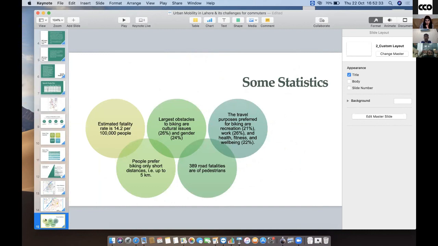As I said, 14.2 persons per 100,000 people is the fatality rate, which is almost double that of the developed world. So we need to incorporate how we are going to best optimize these fatality rates and reduce them.